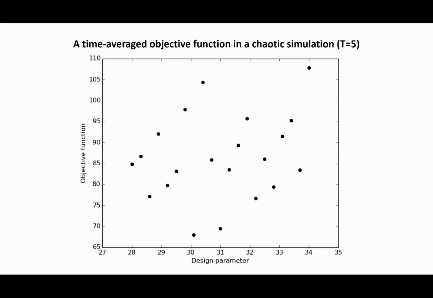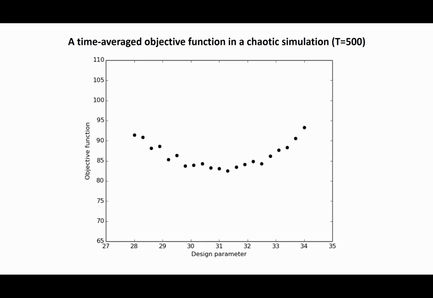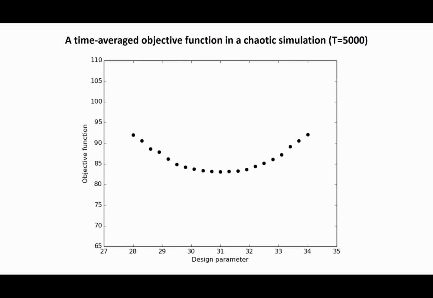So let's run it for longer. Let's change this 5 to 50. And you can see you shrink the noise by a lot. And let's increase this 50 to 500. Now you further shrink the noise. Let's increase to 5,000. Okay, now you see I get an almost smooth shape with a local minimum.